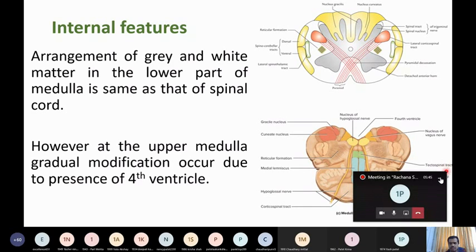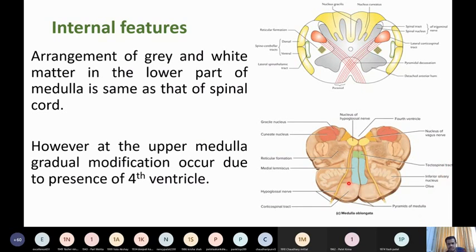However, in the upper part of medulla oblongata, it is different. In the upper part of medulla oblongata, a gradual modification occurs due to the presence of the fourth ventricle. Behind, there is fourth ventricle. There is no central canal in the upper part of medulla. Instead, the central canal opens into the cavity of fourth ventricle. So this is the difference which we find in the lower part of medulla and the upper part of the medulla.